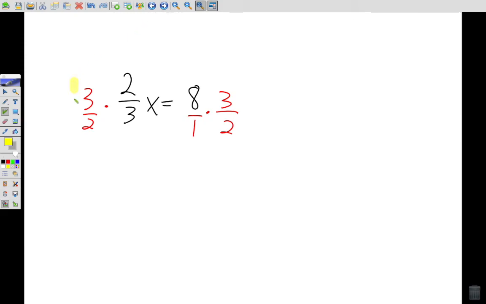And any number times its reciprocal is the integer 1. So the left side becomes 1 times x, and 1 times anything doesn't change a number. The right side, carefully multiply those two fractions, or pick up your calculator if you need to, but 8 times 3/2 indeed gives you that number 12.